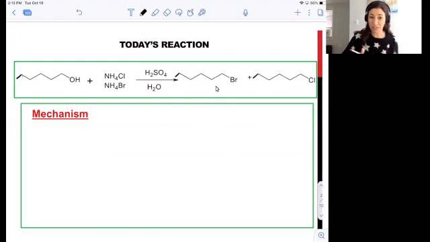Let's take a look at the specific substrate we'll be using, which is 1-hexanol, shown here. We're going to treat 1-hexanol with two nucleophiles, ammonium chloride as the source of chloride ion, and ammonium bromide as the source of bromide ion. We're going to carry this out using water as a polar protic solvent, and we're going to add sulfuric acid to the mixture. When we consider the potential mechanisms for substitution reactions, you've learned about SN1 and SN2.